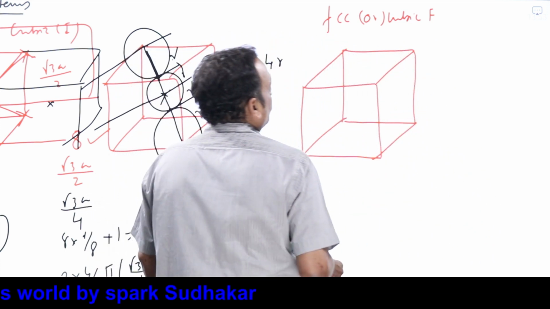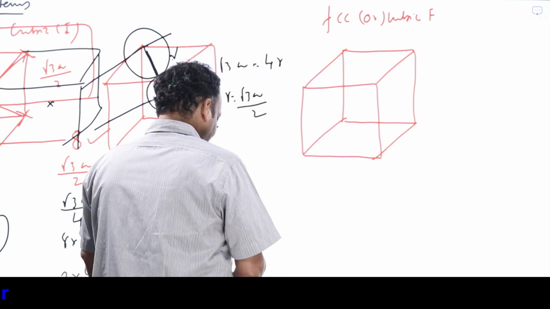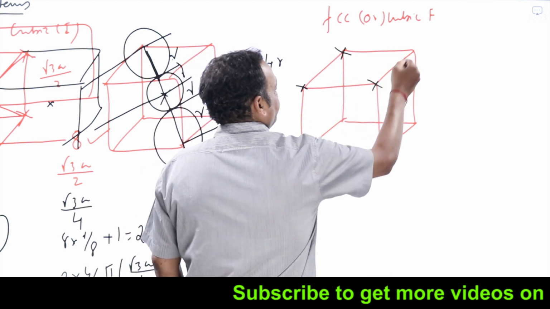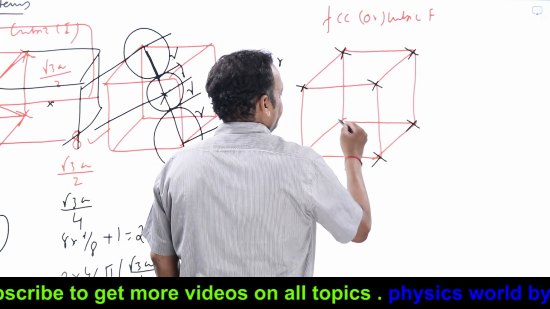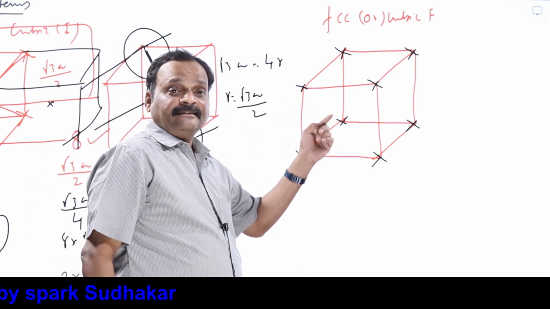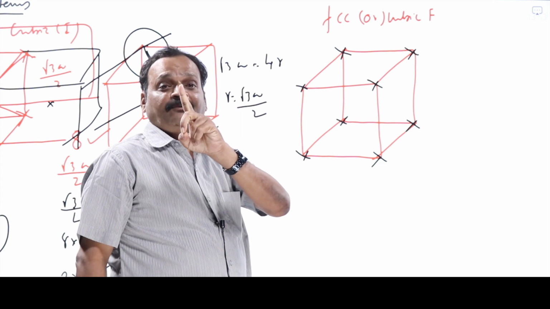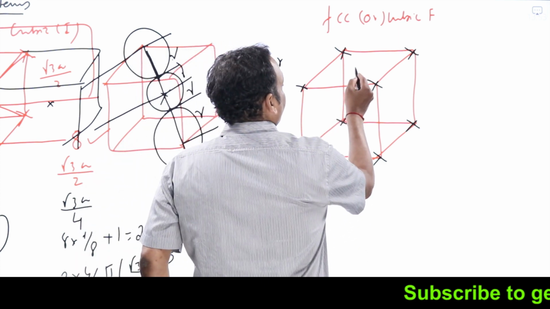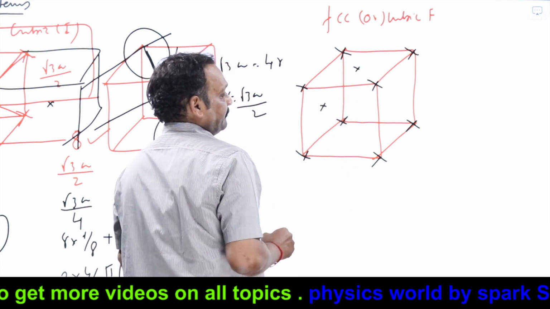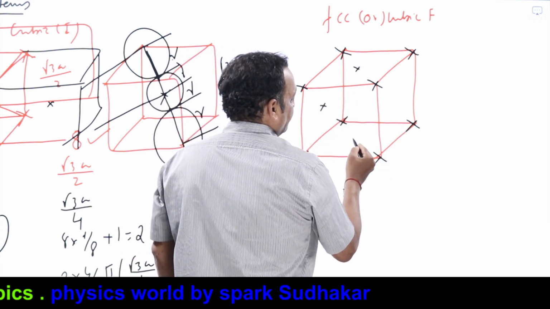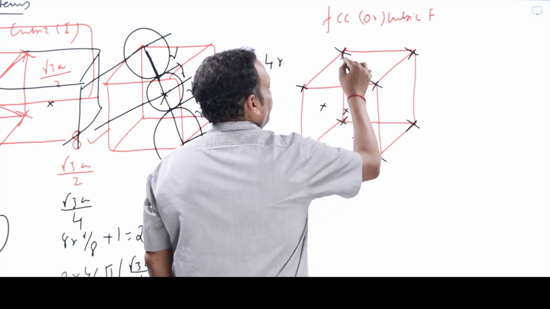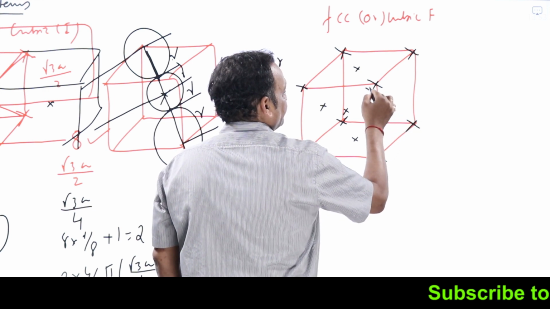Now in FCC, what happens is there will be 8 lattice points on the 8 corners. Apart from that, a cube has 6 faces. At the center of each face, there will be one additional lattice point. Like this: center of top face, one additional lattice point will be there. Center of left face, one additional lattice point. Center of bottom face, one additional lattice point. Center of front face, one additional lattice point. Center of back face, one additional lattice point will be there.